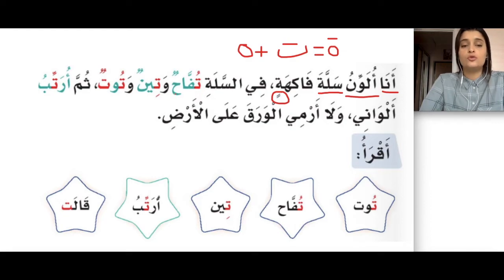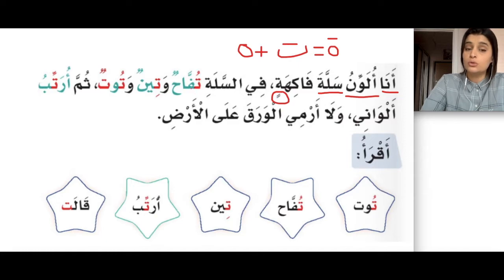Tufahun. We have ta, above ta we have dhamma, so tu, then fa with shadda. Tufahun. As you can see, we have tanween ad-dham, which means we will have the sound un. Fi as-salla tufahun. It means in the basket there are apples.